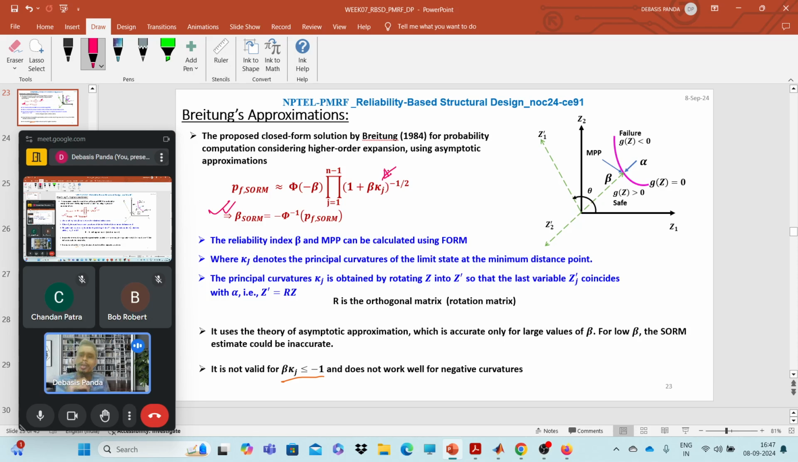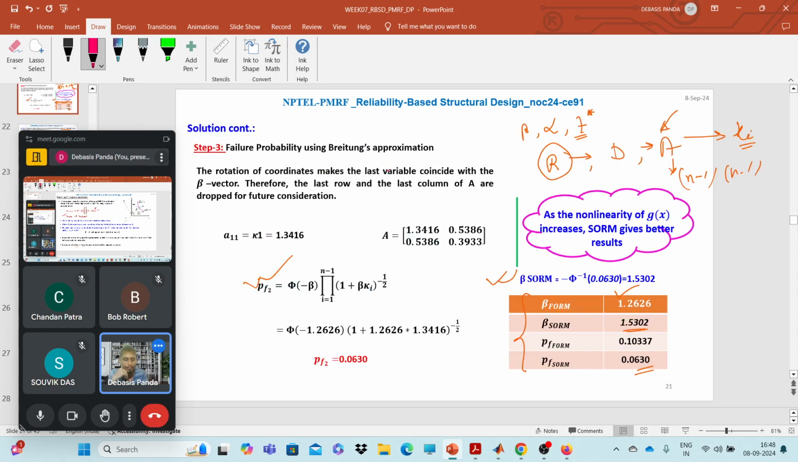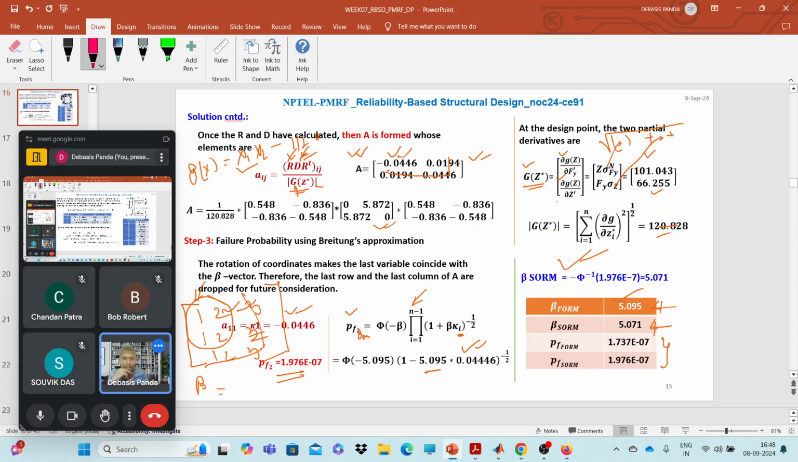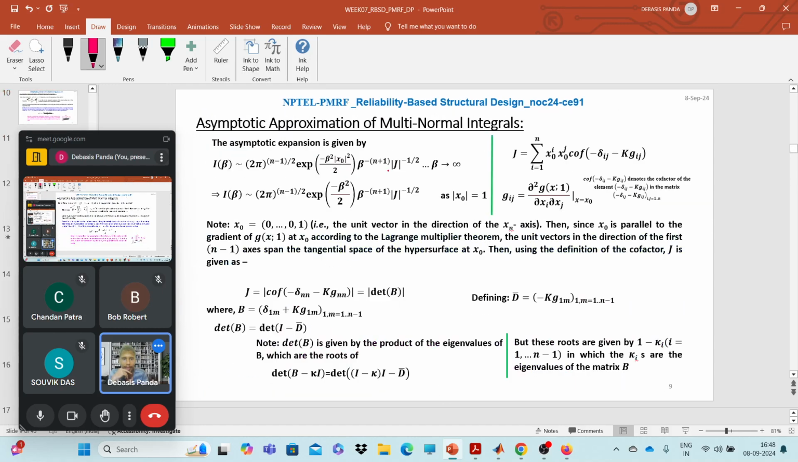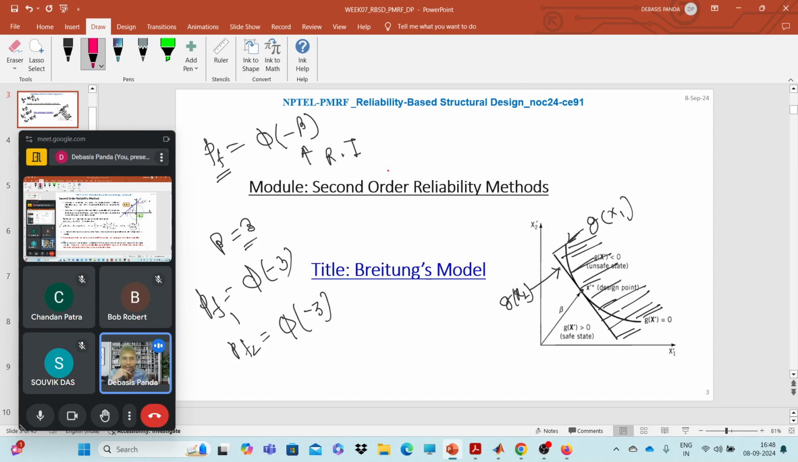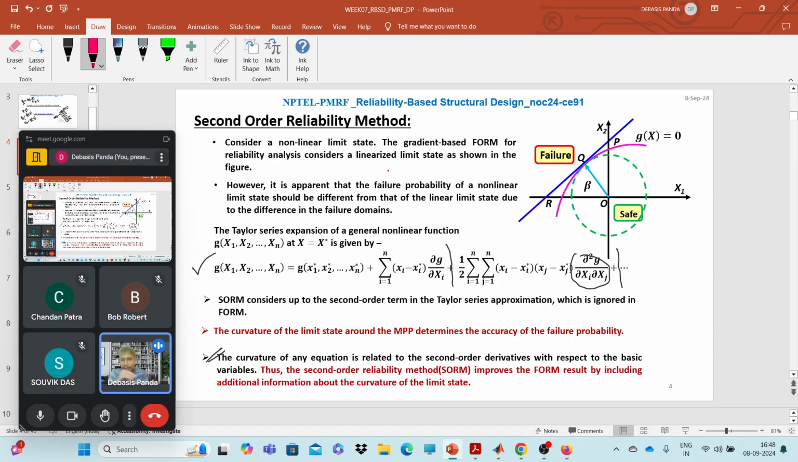These tell us about the curvature value, because for any nonlinear equation, the second derivative of the limit state with respect to the basic variables will tell us about the curvature. In the very beginning we have seen it. I already discussed it. You actually joined late, that's why you missed that. Here, the curvature of any equation, it's basic mathematics, is related to the second order derivative term.